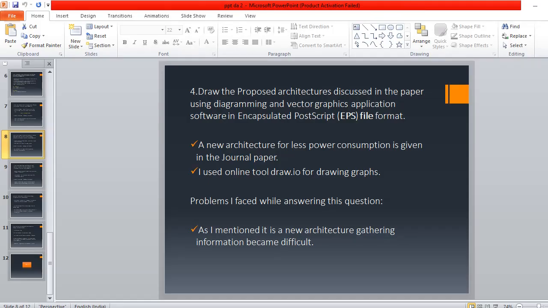The main difficulty I faced here is, as I already mentioned, that it is a new architecture. Gathering information became difficult because it does not exist anywhere, and it also has a few floating point adders with dual paths and also some multipliers. So gathering information became difficult.